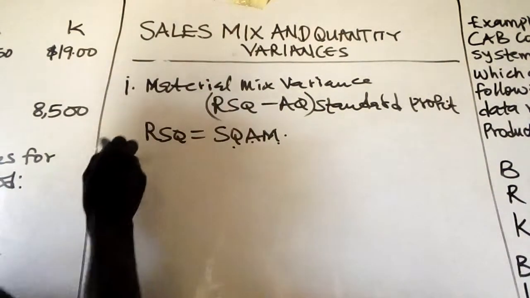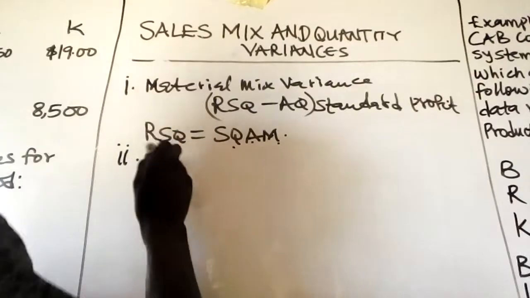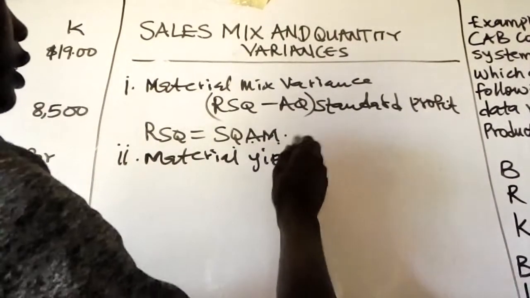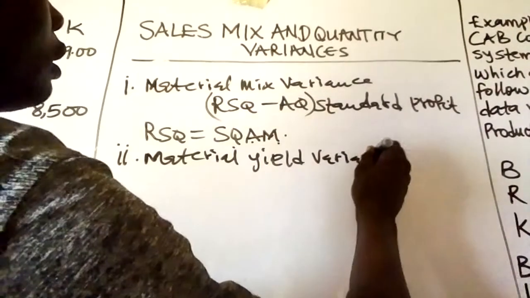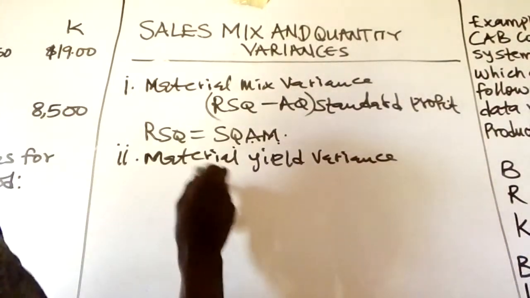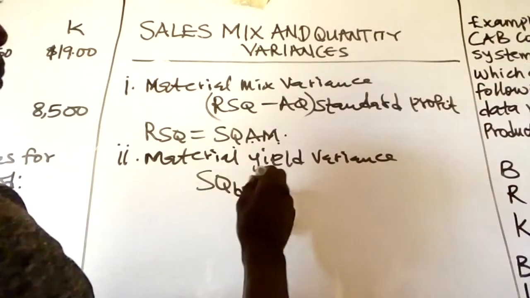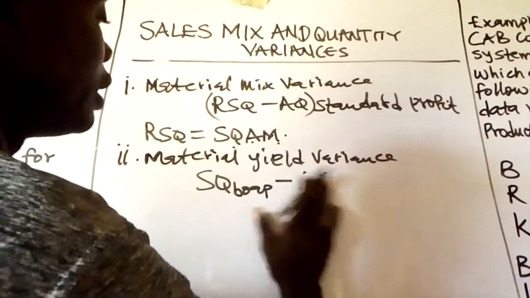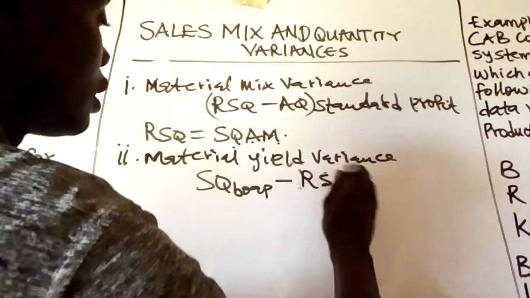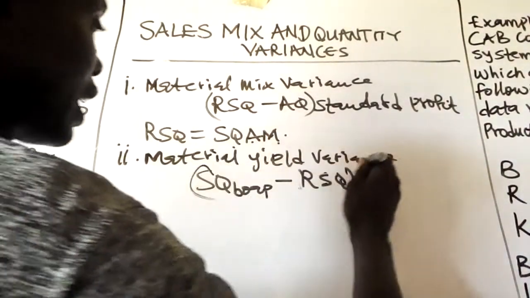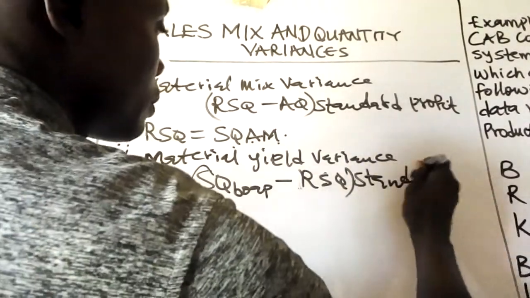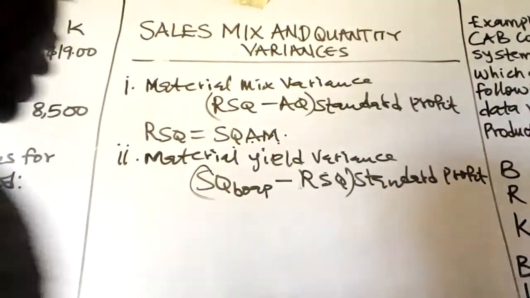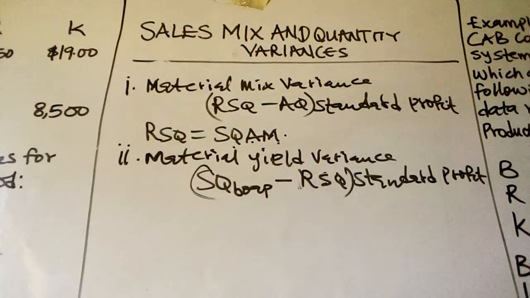We equally said that material yield variance is the difference between the standard quantity based on actual production minus the revised standard quantity, multiplied by the standard profit. That is material yield variance.